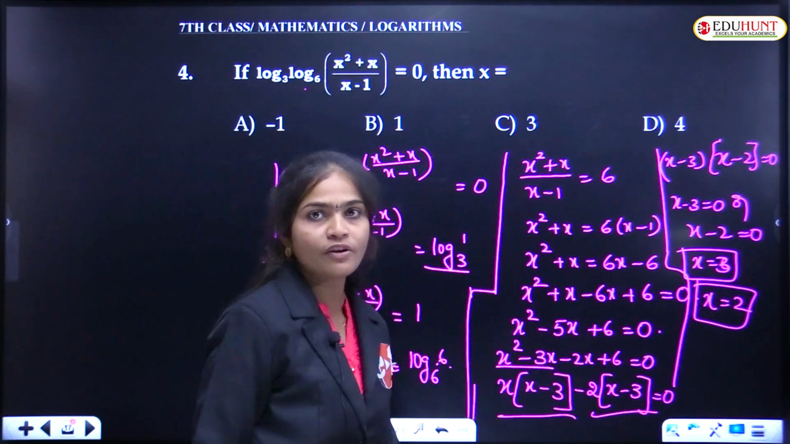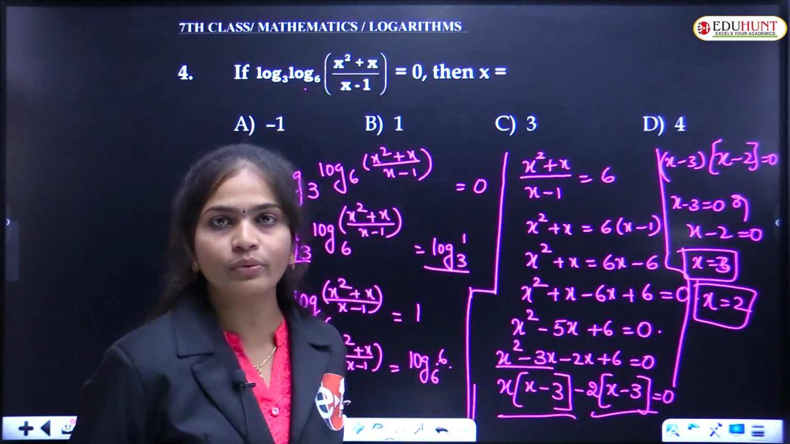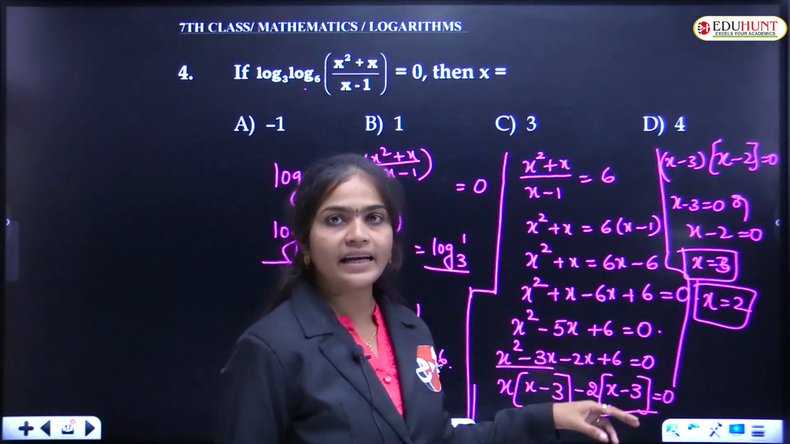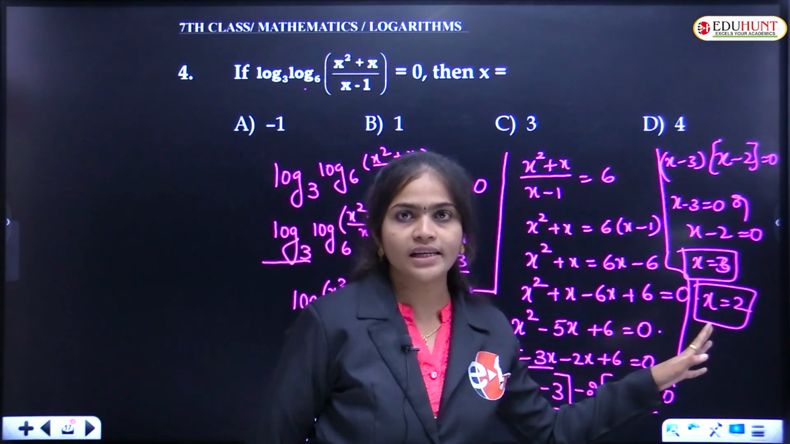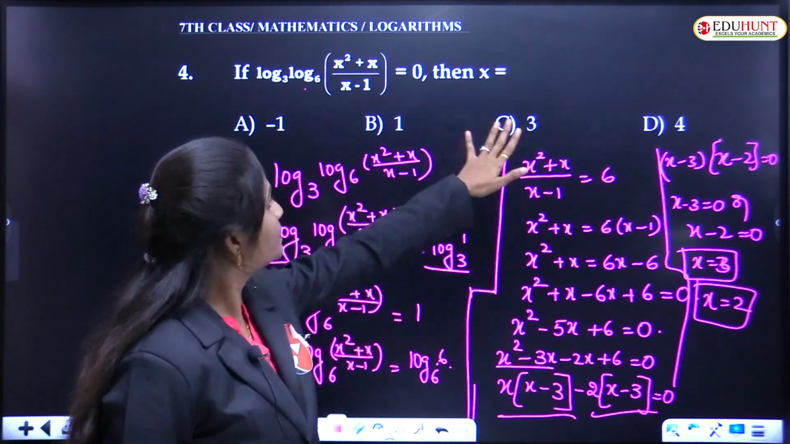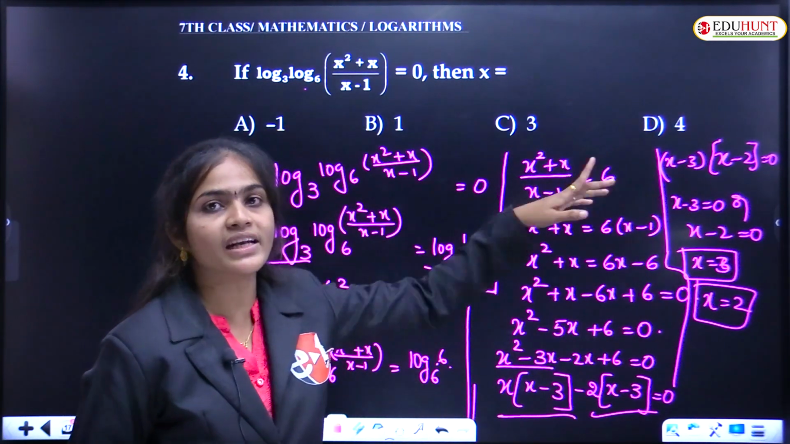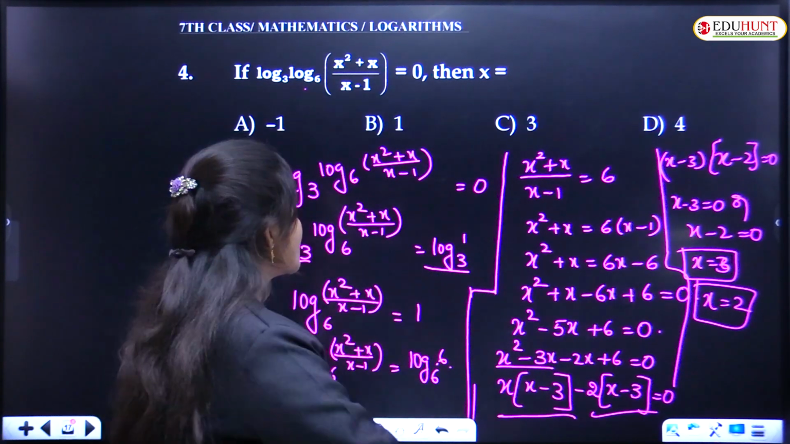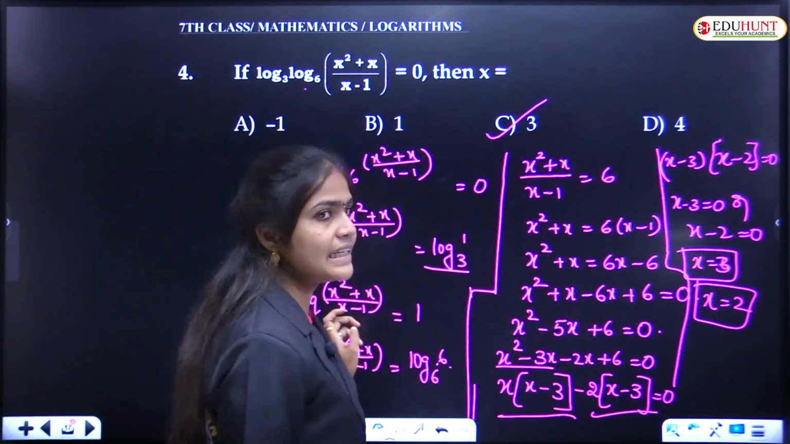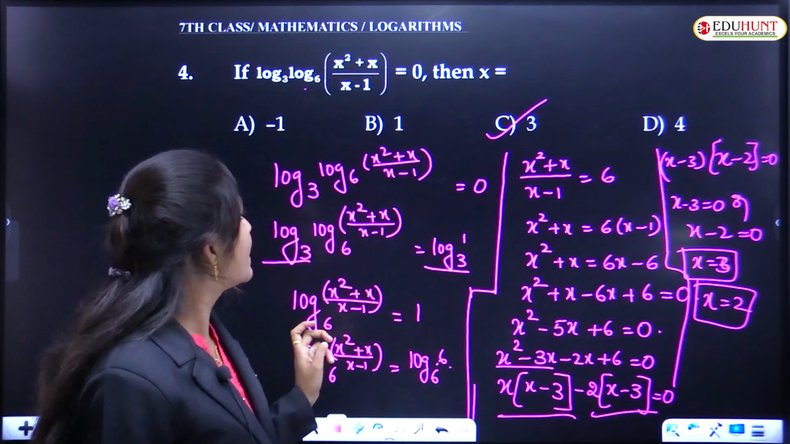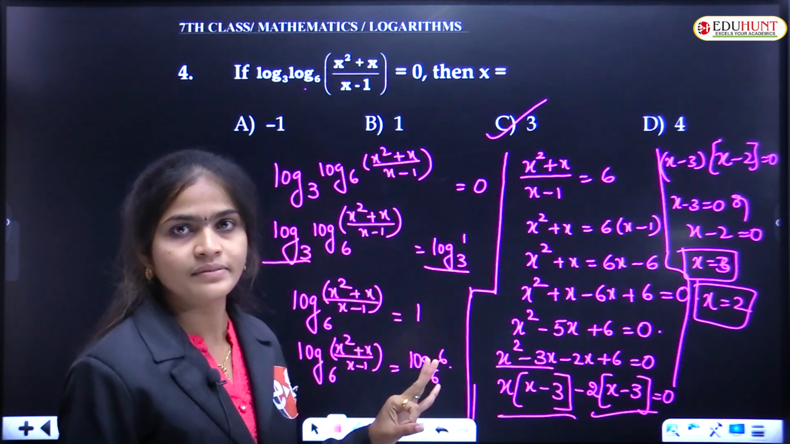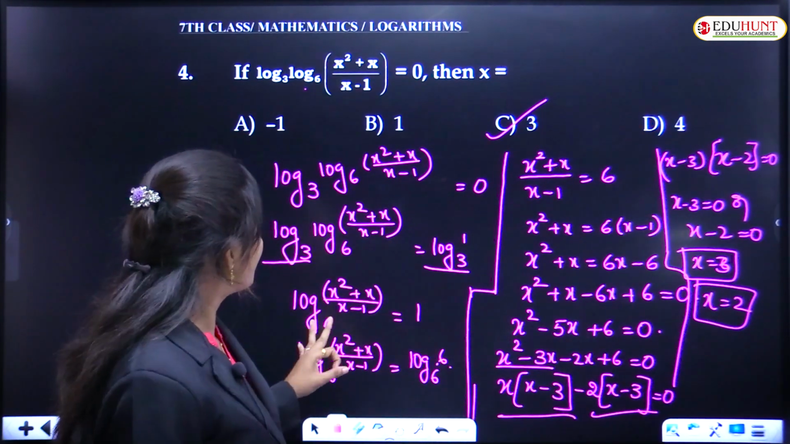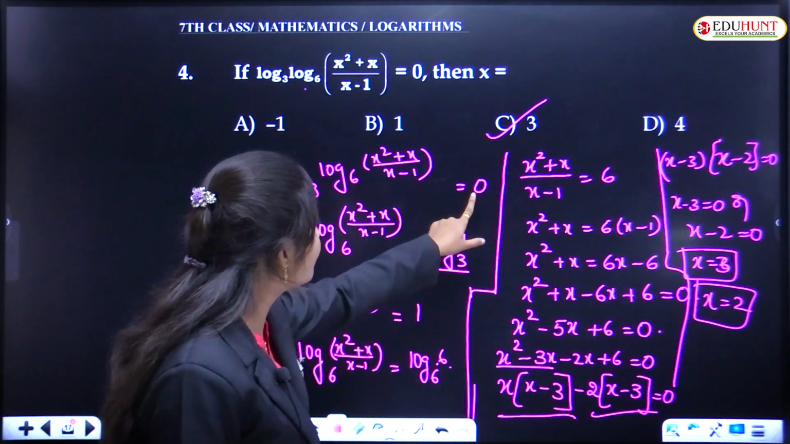So what are the values of x here? Here we got two values. Okay, one is 2, another one is 3. Okay children, by observing the options, 2 is not given in the options. 3 is given in the options, so that's why we will go for option C. So what is the answer? Answer is 3.